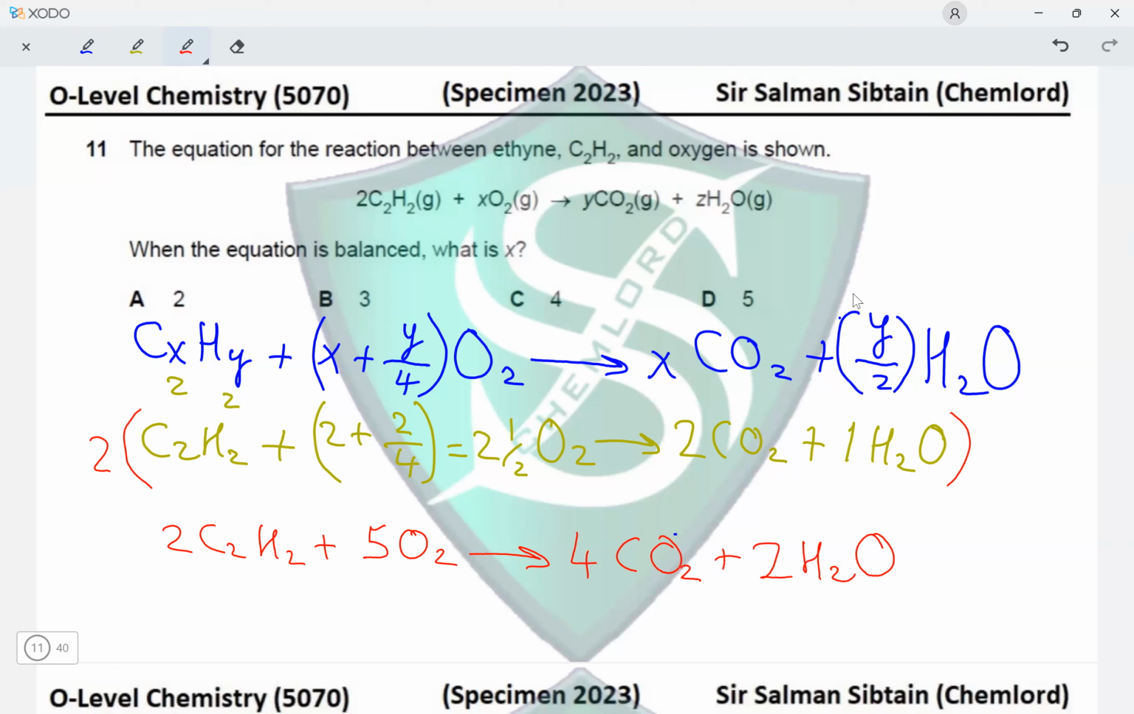And now what do they want? They want us to find out the value of X. And the value of X in the question is the moles of oxygen. So as far as moles of oxygen are concerned, what we have found out is that moles of oxygen are 5 in our balanced equation. So the correct option for this question would be option D.